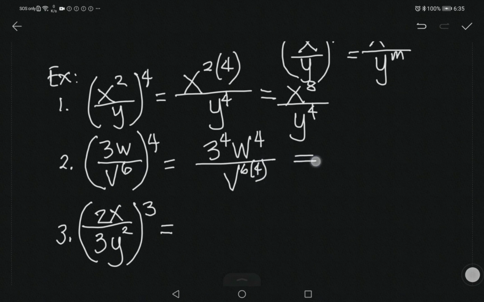And this is equal to 3 times 3 times 3 times 3 is equal to 81. And then w to the 4 over v raised to the power of 6 times 4 is 24.